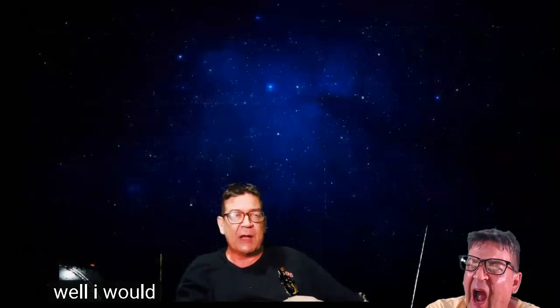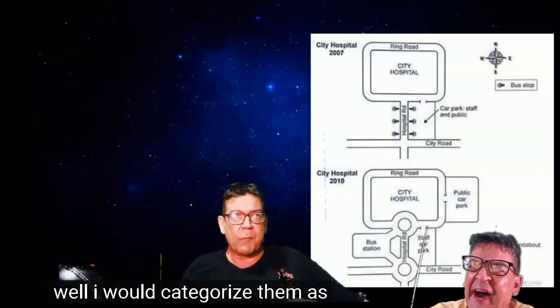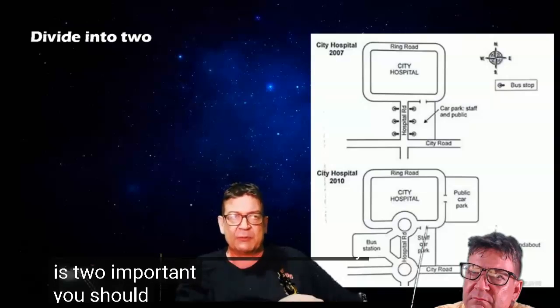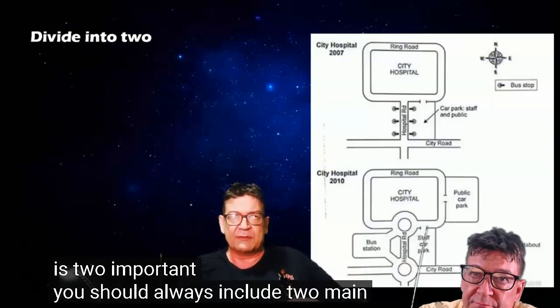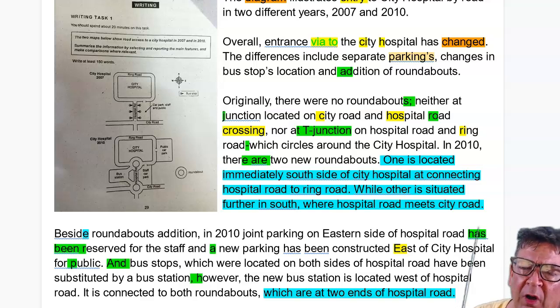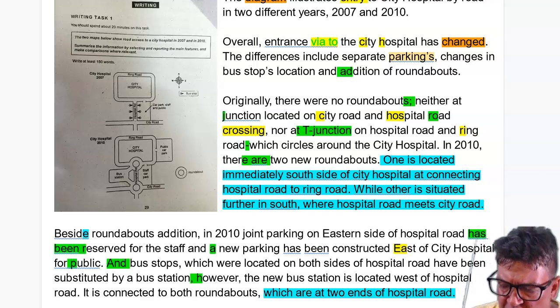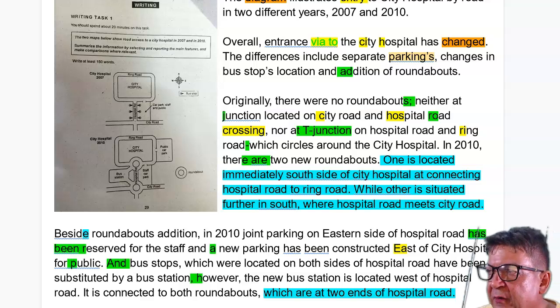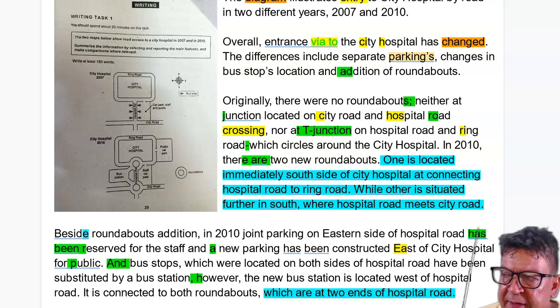Well, how I would categorize them. Well, first of all, divide it into two. Why is two important? You should always include two main ideas. If you watch and absorb what that video is talking about, the weakness of the first writer was not making any comparisons and not categorizing what the features were.